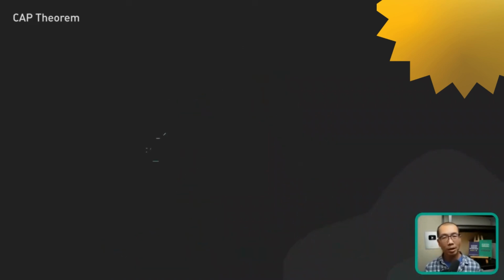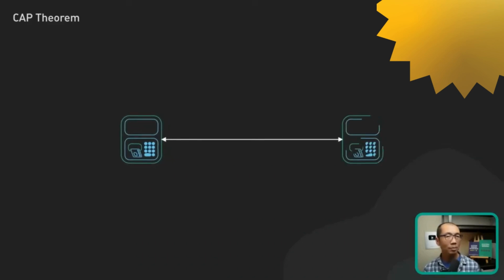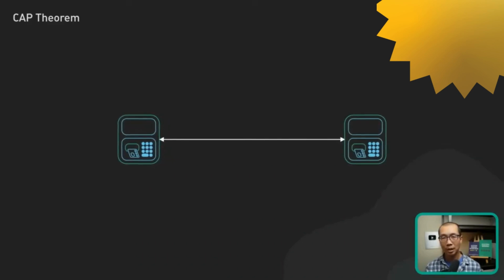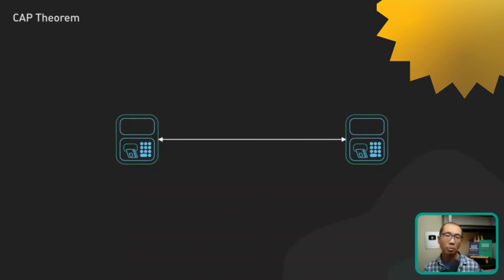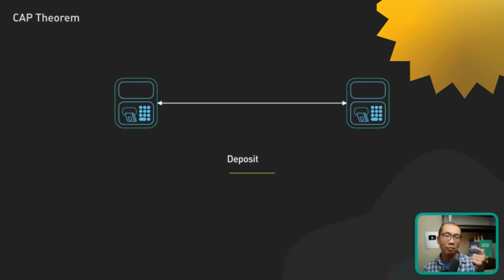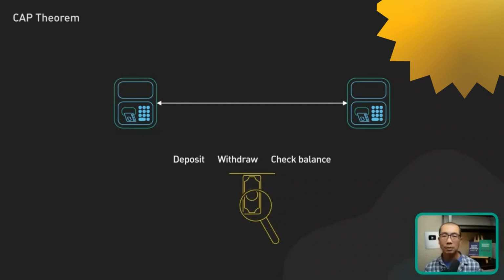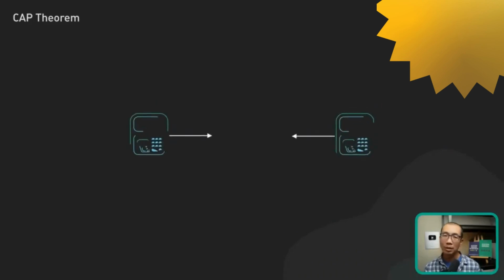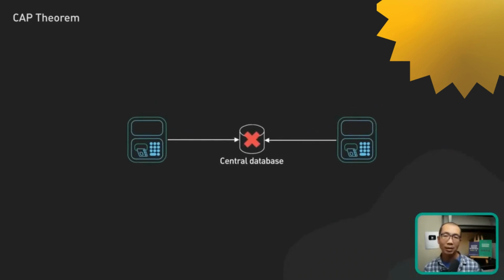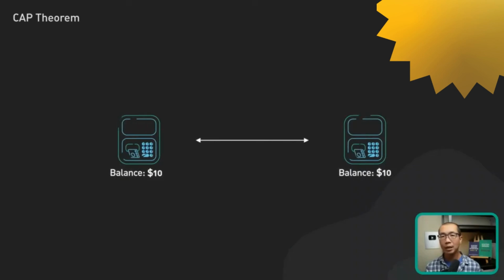Now let's go through a concrete example. Let's say we have a tiny bank with two ATMs connected over the network. The ATM supports three operations: deposit, withdrawal, and check balance. No matter what happens, the balance should never go below zero. There is no central database in this bank to keep the account balance. It is stored on both ATMs.